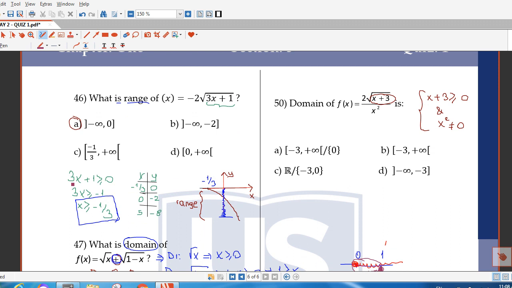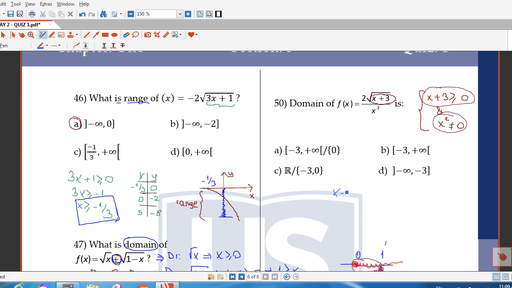The last question in this quiz 1: find the domain of twice the root of x plus 3 over x squared. We can think of it like a composition of two functions. I mean, there are two functions here. First of all, according to the numerator, the inside of the root should be greater than or equal to 0. And because of the denominator, there is x squared, the denominator should be different than 0. And then I am going to take the composition of them, I mean, the intersection of them.